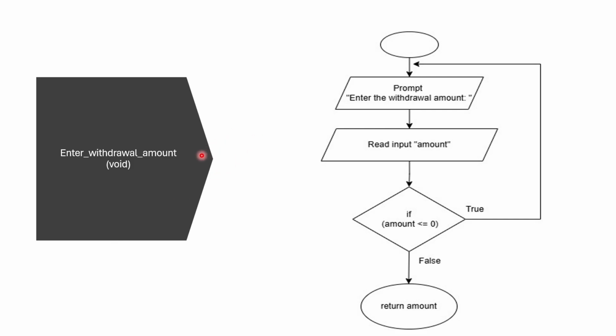So we proceed to the withdraw.c flow chart. So the first function is enter withdrawal amount. First, it will prompt to enter the withdrawal amount, and then it will read the input of the amount. And if amount is less than or equal to 0, if true, it will go back and prompt to enter the withdrawal amount again. And if false, it will return the amount.